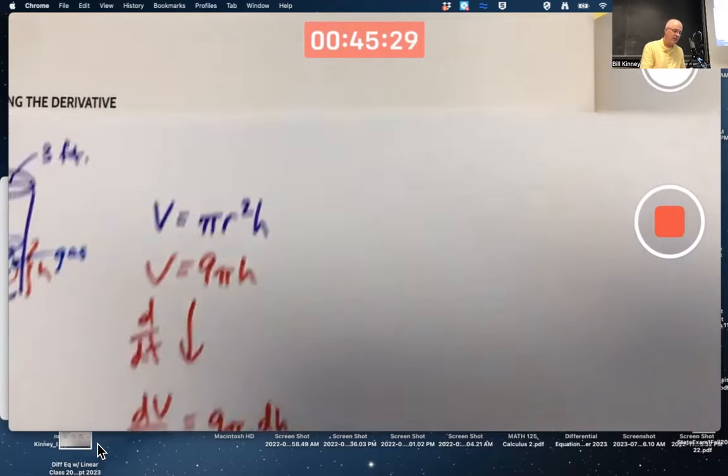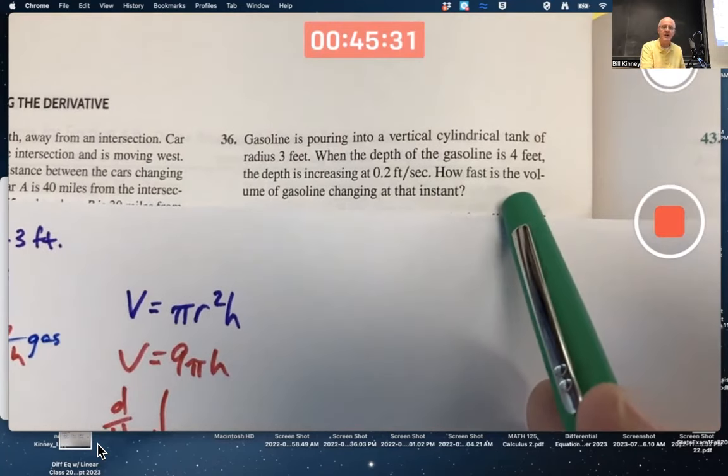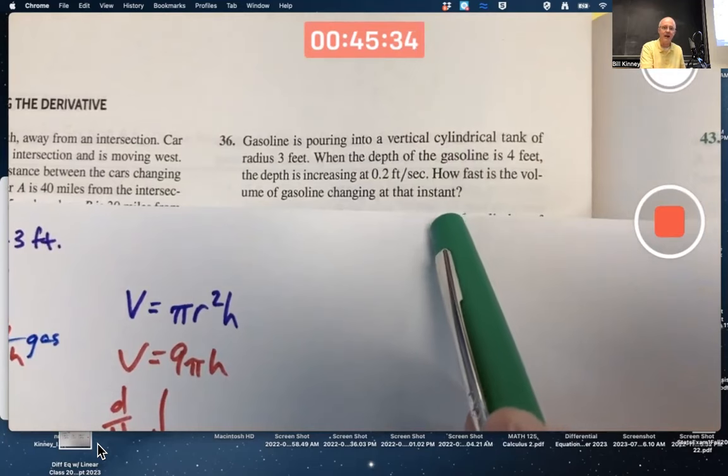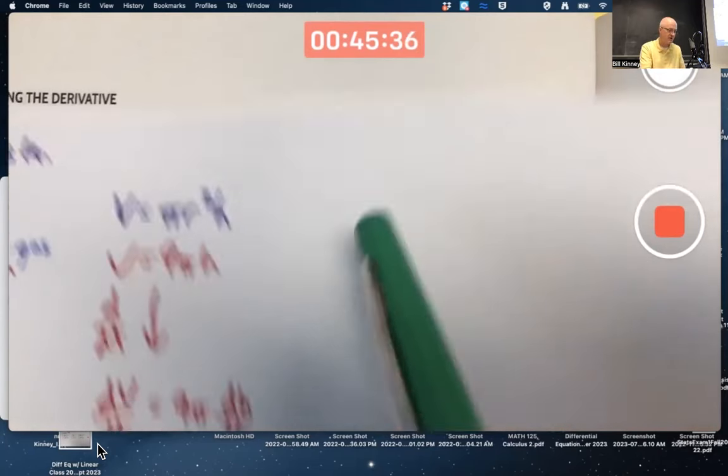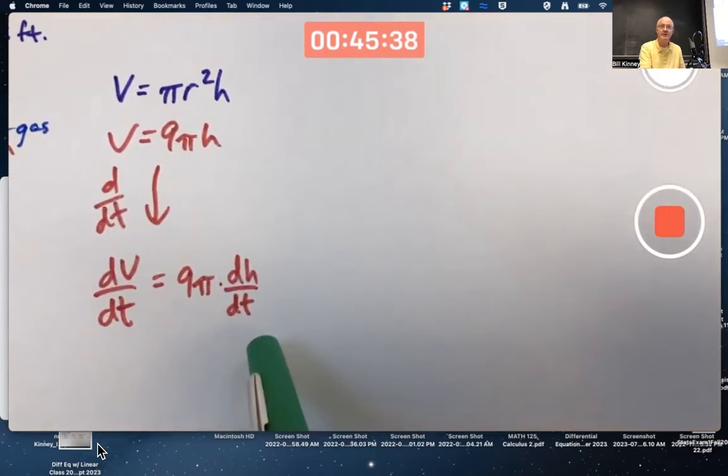So now to solve the problem, to find the rate at which the volume is changing at the instant in time when dH dt is 0.2, I just use this equation and substitute dH dt equals 0.2.